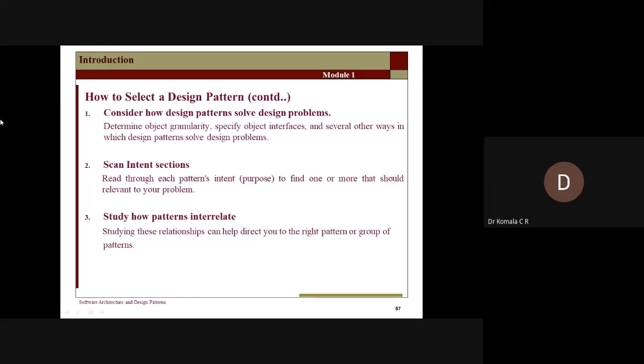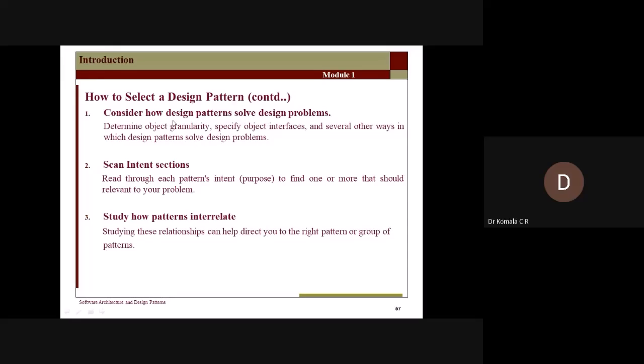So coming to the first one, consider how design patterns solve design problems. The complete last topic whatever we discussed, how design patterns solve design problems. So we are briefing here what actually we studied in the previous classes. So what are the things to be considered here? You should determine object granularity.